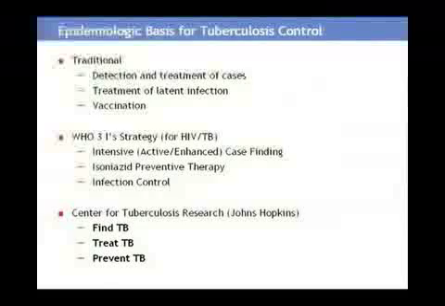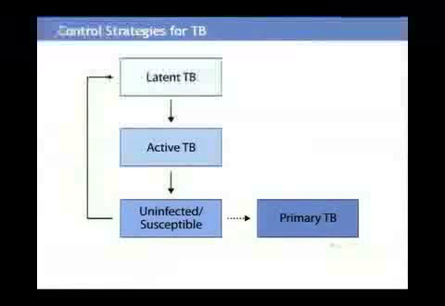Here's a simple model looking at the control strategies for TB. What you see here is a population of latent tuberculosis patients who, going down, look at the first down arrow there, will progress to active TB at some point. Among those who have active TB, they can expose and infect people who are uninfected, who then move up to the latent TB pool, and some of which progress quickly to primary TB.